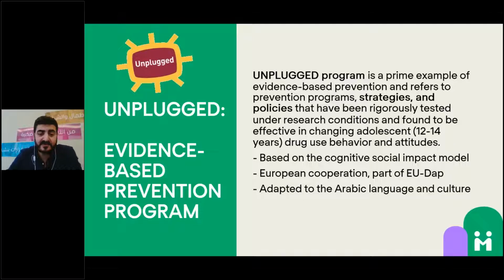Unplugged program is a prime example of evidence-based prevention and refers to prevention programs, strategies, and policies that have been rigorously tested under research conditions and found to be effective in changing adolescent 12 to 14 years drug use behavior and attitude. Based on the cognitive social impact model, the European cooperation part of EUDAP and UNODC were the developers of this program, and this program was adapted not only to the Arabic language, but to the culture of the Arab countries where we implemented it.